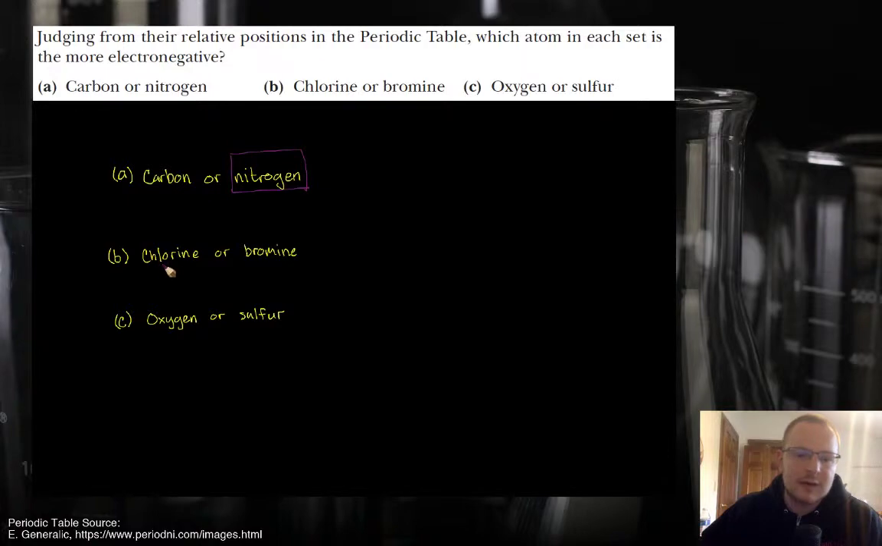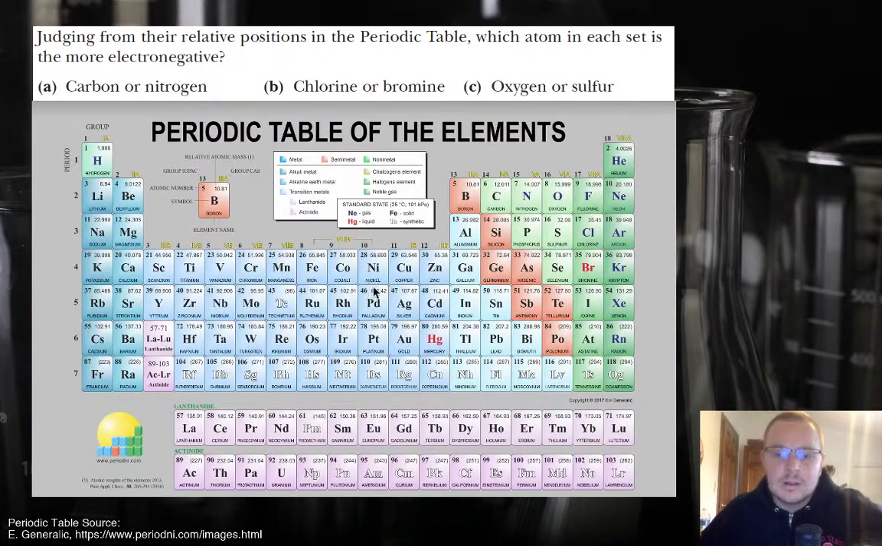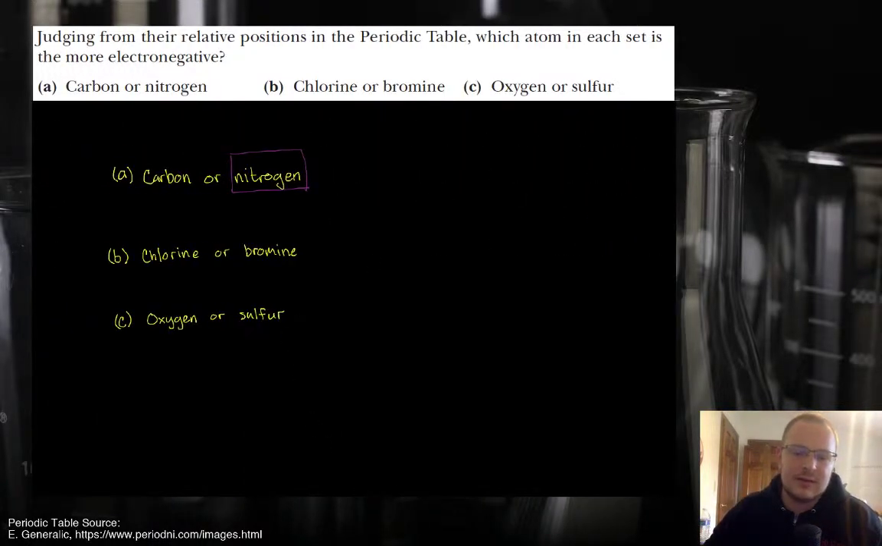So now we can go look at chlorine and bromine. What do we find about them? We find that chlorine is above bromine. So chlorine is smaller than bromine. Both of them are in group 7A, but chlorine is smaller. Therefore, you would expect it to have a higher electron affinity and a higher electronegativity. So we just go and say, yes, that chlorine is the more electronegative out of these two choices.